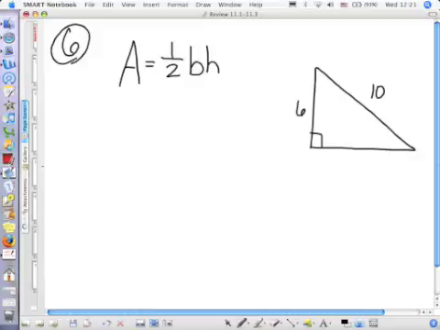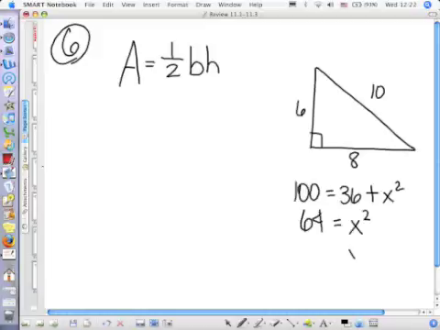Or, seeing that that's 6 and 10, and since those are multiples of 3 and 5, the other one's going to be 8. Because 3 times 2, 4 times 2, 5 times 2 gives me those 3 sides. But if you can't do that, 100 is equal to 36 plus x squared. 64 was equal to x squared, so the other side was equal to 8.